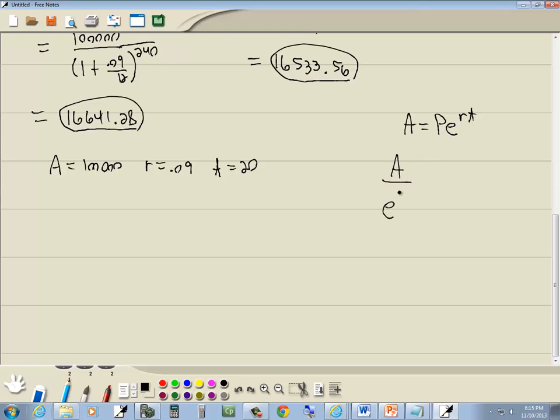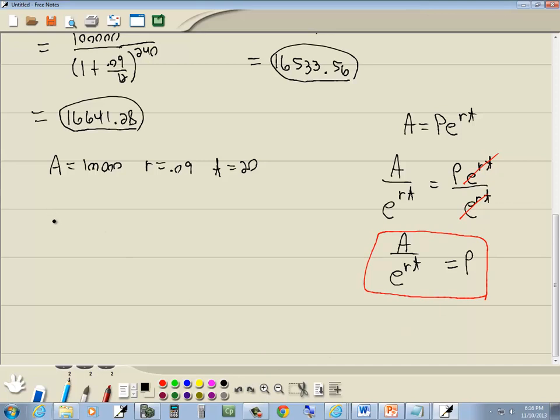So I'll take A divided by e to the RT is equal to P e to the RT divided by e to the RT. Now e to the RT is going to cancel. And we got P is equal to A over e to the RT. So now we're going to plug in what we're given. P is equal to A, which is 100,000, divided by e to the R, which is 0.09, times T, which is 20. And we'll type that in without any extra parentheses.